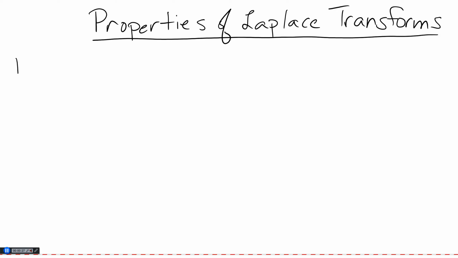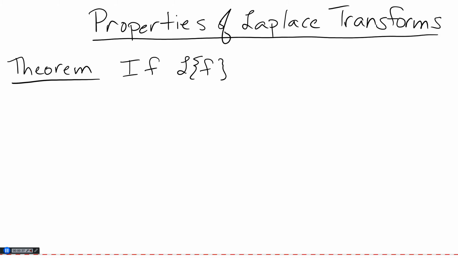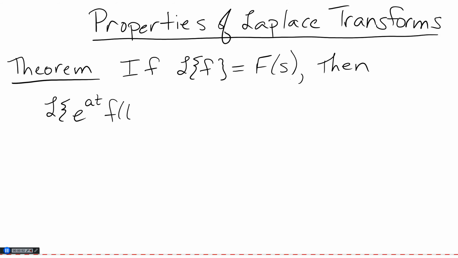And so, for example, let's suppose I have a function f, and the Laplace transform of f is some function big F of s. Then the Laplace transform of e to the at times f of t. So take any function we have and multiply it by an exponential. That's just the Laplace transform of the function, but we replace s with s minus a.